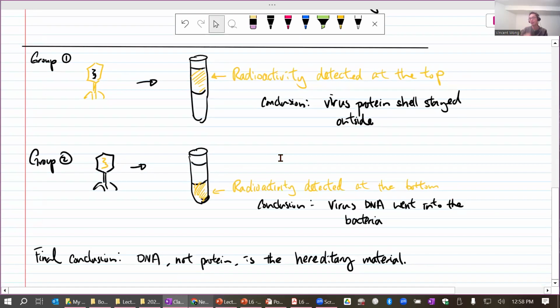Okay, this is just the first of several experiments that we're going to be looking at. And again, just go through it again after class.